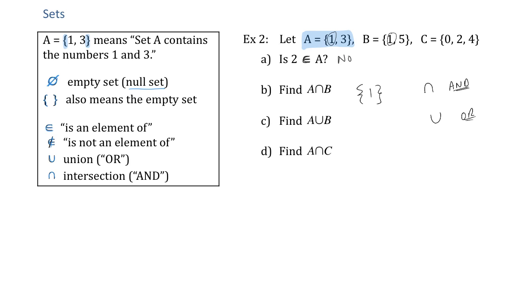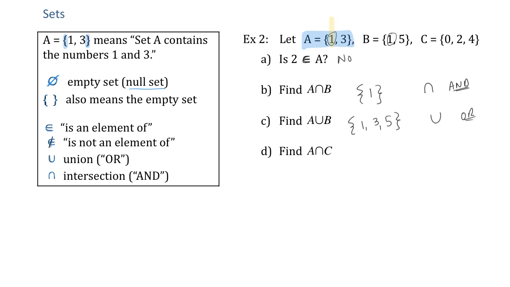Okay, now or, that's our U. It's much more inclusive. It's one or the other or both. So everything that's included in A, and also anything that's included in B. We don't have to repeat and list the 1 twice.